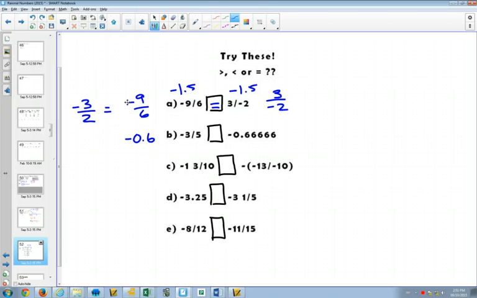If we think of our number line between 0 and negative 1, and we divide it into 10 equal sections, you would hit negative 0.6 right there, and you would have to keep on going a little bit further to get to negative 0.0666666 repeated. So which one's bigger? Negative 0.6, so the sign would look like this.